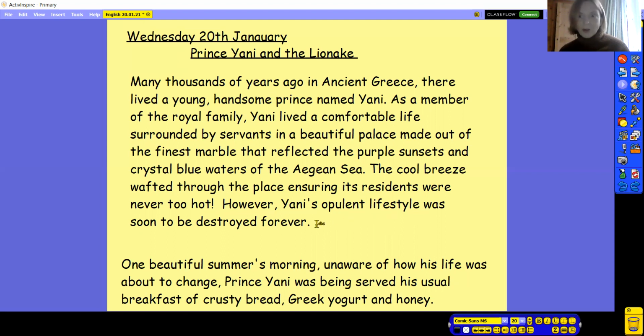Now, this is my little hook here to keep the reader interested. Because the reason we're like, I wonder why Yanni's lifestyle is going to be destroyed. And also, when I did the sentence, I just put rich or something like that. But the word opulent means like wealthy, and I quite like that vocabulary choice.